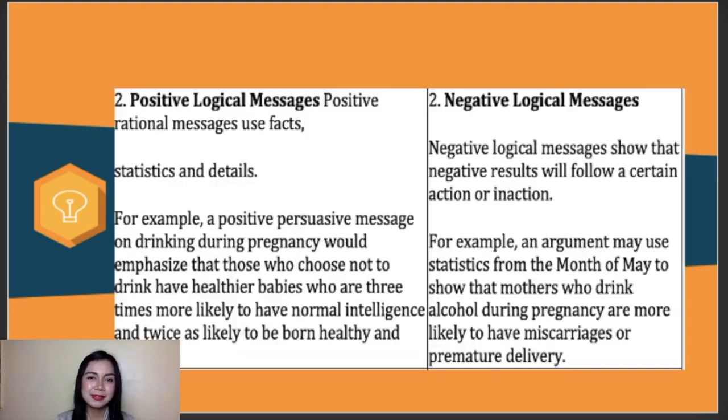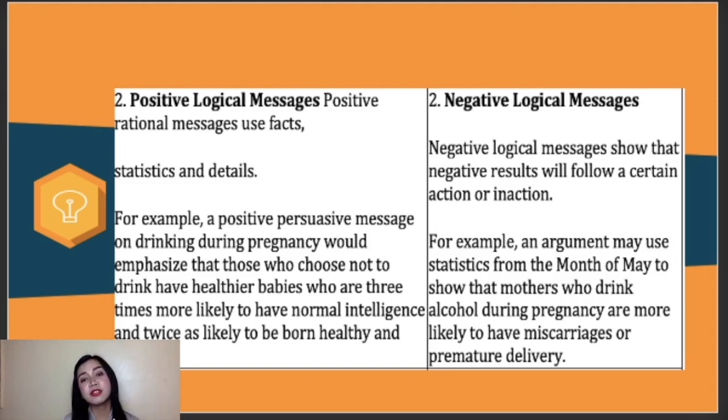Let's have number 2, positive logical messages. Positive rational messages use facts, statistics, and details. For example, a positive persuasive message on drinking during pregnancy would emphasize that those who choose not to drink have healthier babies, who are 3 times more likely to have normal intelligence and twice as likely to be born healthy.